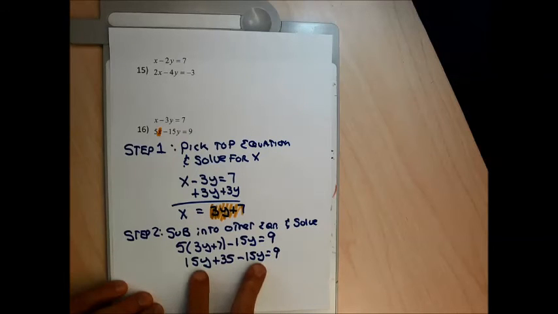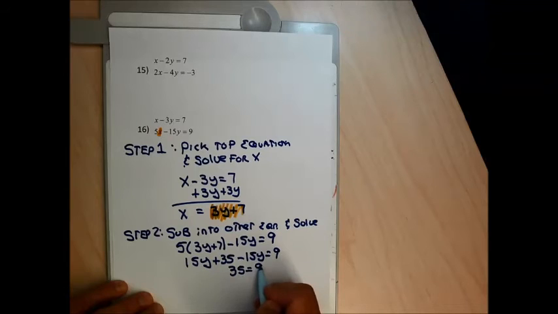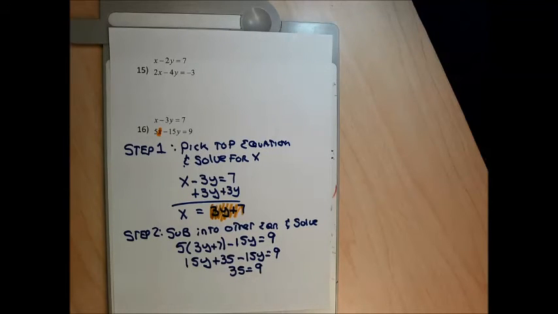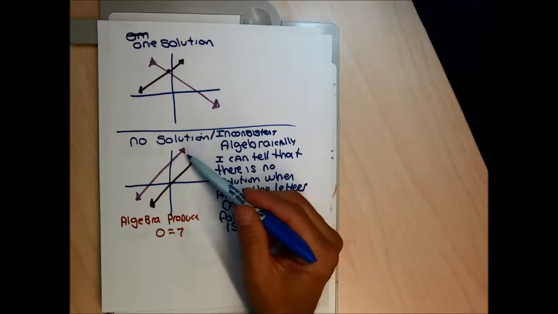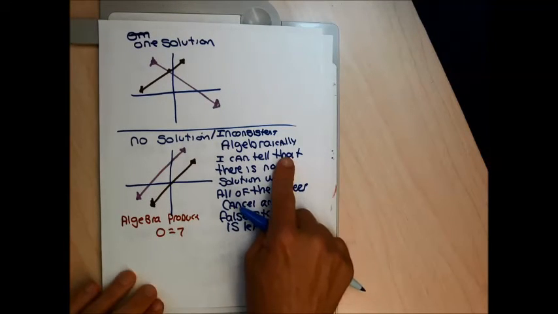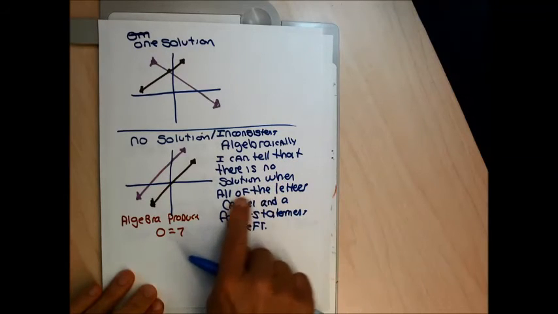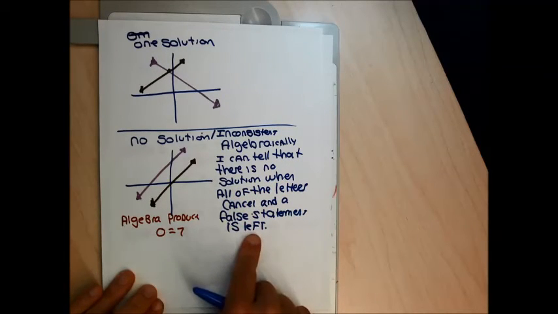On the left-hand side, the 15y's cancel. And if I didn't subtract the 35, I'd get 35 equal to 9. If I subtracted the 35, I'd get 0 equal to minus 26. And this is a no solution, inconsistent. If I were to graph these, they would be parallel lines. Algebraically, I can tell there's no solution when all of the letters cancel out and a false statement is left.